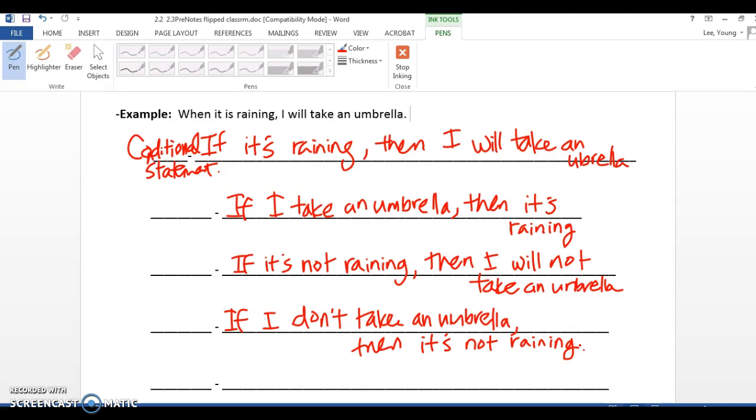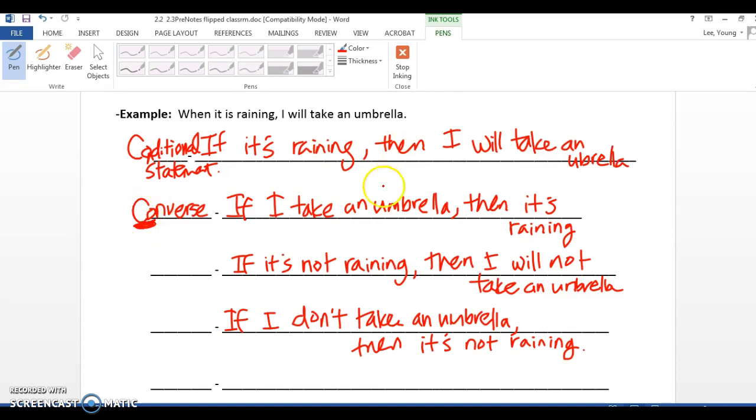And they all have different names. The original statement, we call the conditional statement. But if I switch the order of hypothesis and conclusion, we call that the converse. I always think of the commutative property, when you switch the order. Converse starts with CO, which reminds me of commutative property. So if you switch the hypothesis and conclusion, we call it the converse.